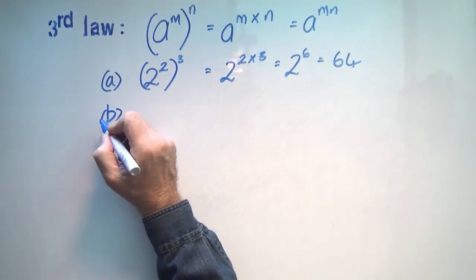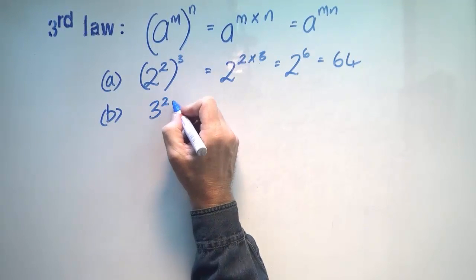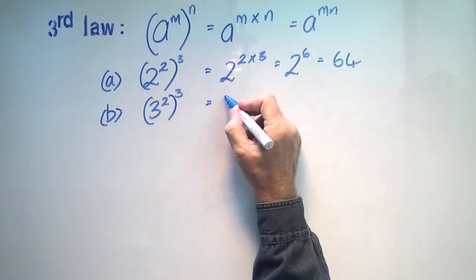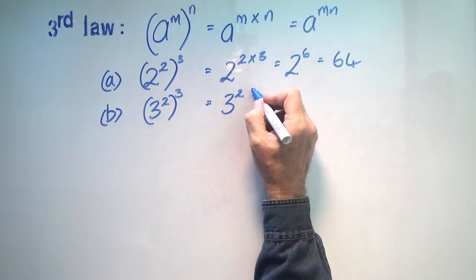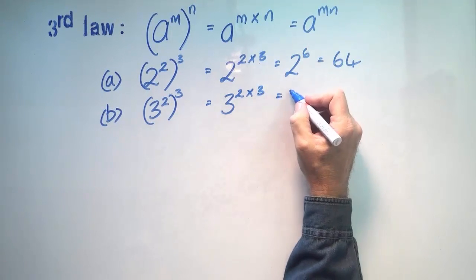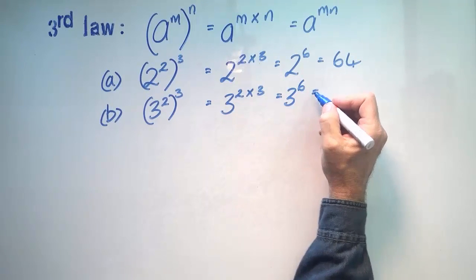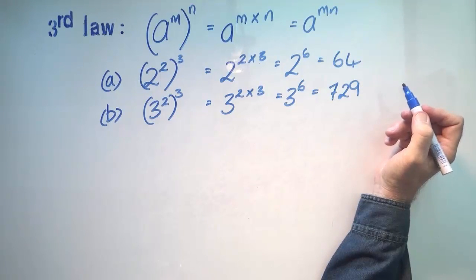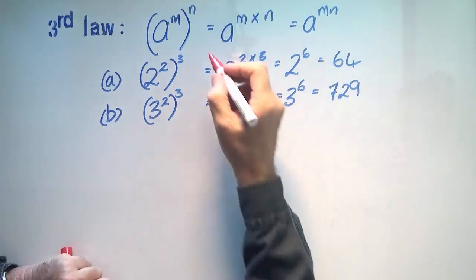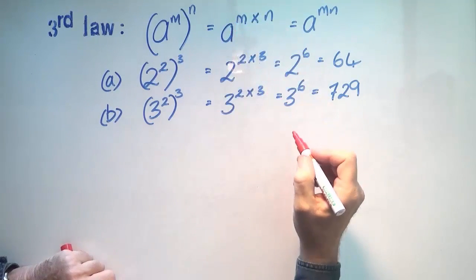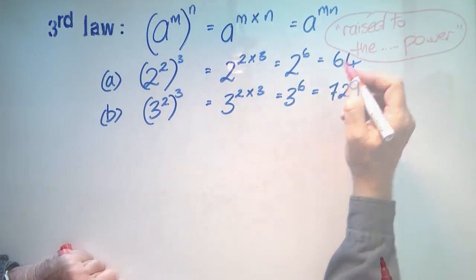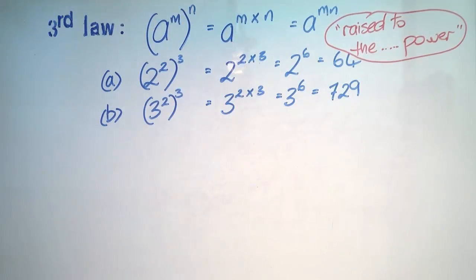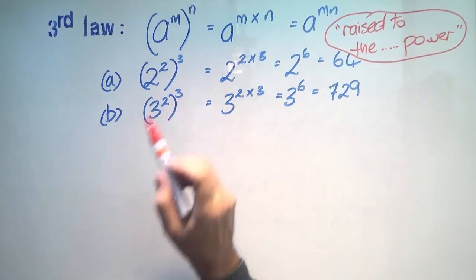For another example, 3 squared raised to the 3rd power equals 3 to the 2 times 3 equals 3 to the 6th power equals 729. Notice I say raised to the such and such power. As I told you, this is a power raised to a power. So I say 3 squared raised to the 3rd power.